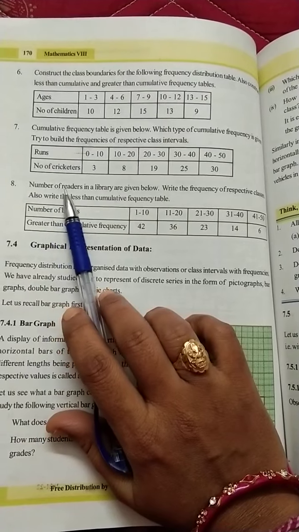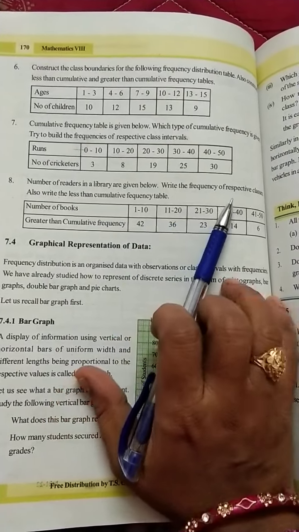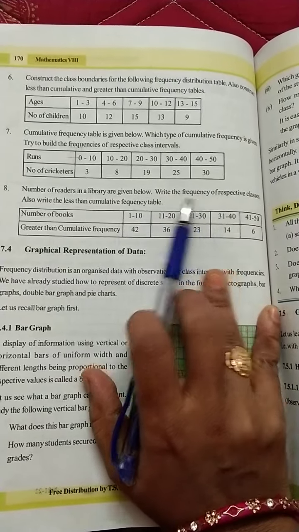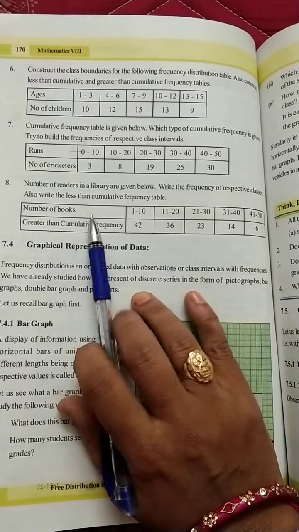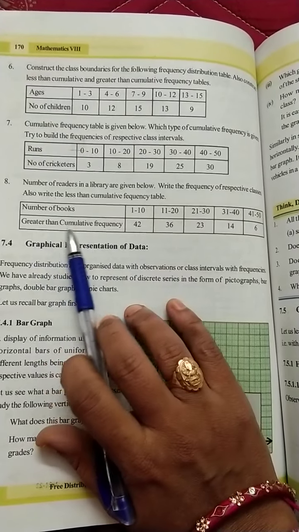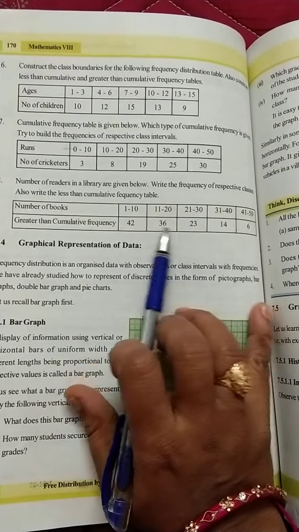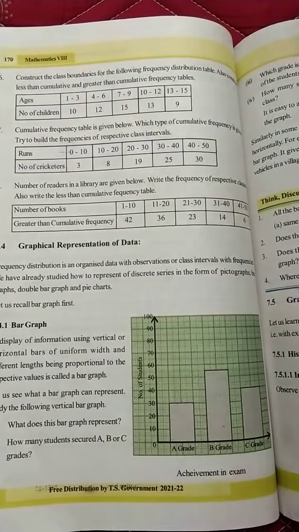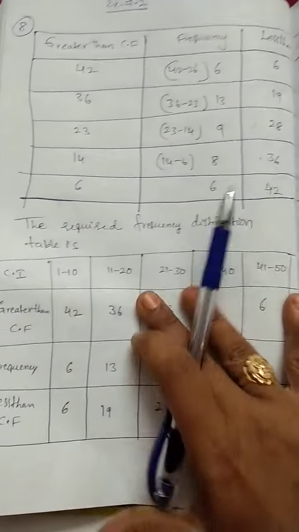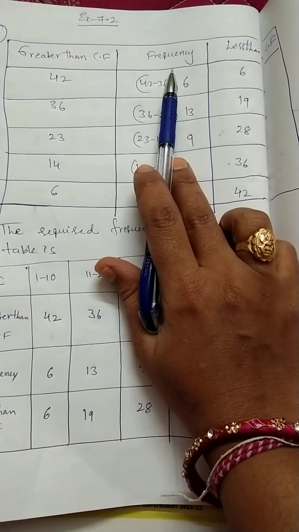Next, the 8th one. The number of readers in a library is given below. Write the frequency of the respective classes. Also write the less than cumulative frequency table. For the number of books, the greater than cumulative frequencies are 42, 36, 23, 14 and 6. We should write the frequency of the respective classes. Here in the 8th one, the greater than cumulative frequency is given. Now how to find the frequency?